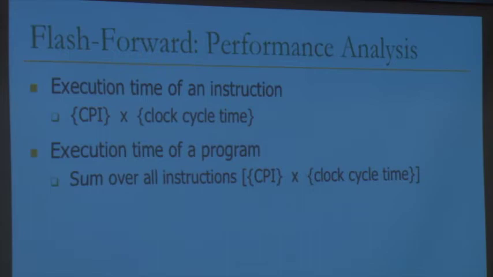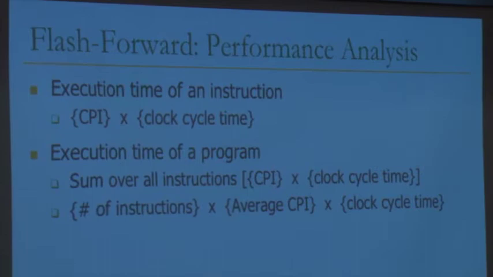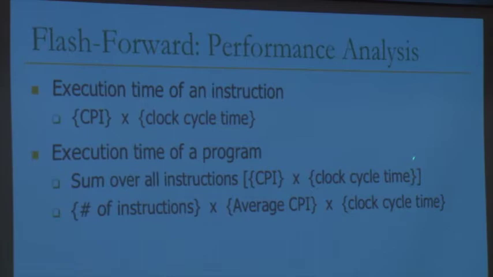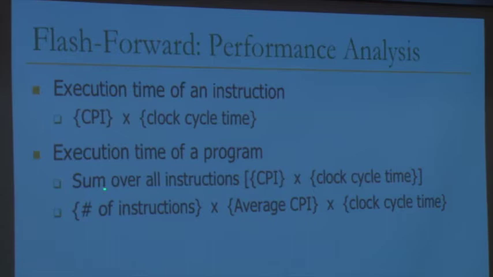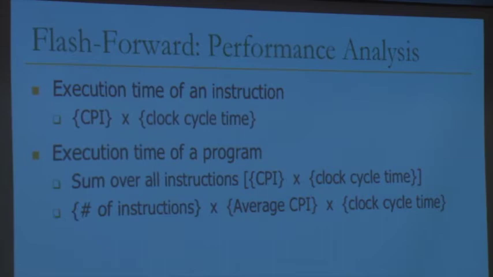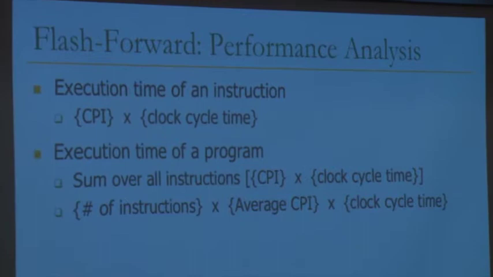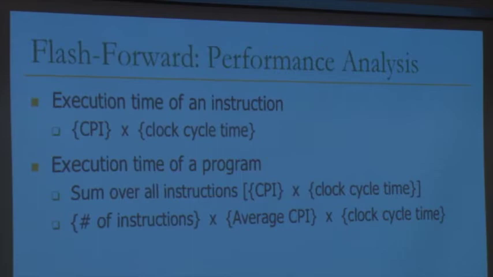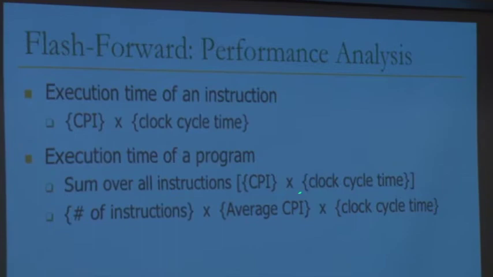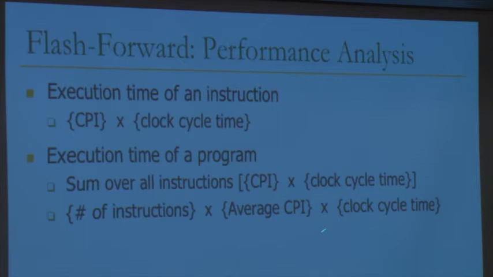Or, looked at another way, you can have the number of instructions times the average cycles per instruction for that program times the clock cycle time. This is basically the same equation expressed in another way, assuming you have an average cycles per instruction for that program. This is the execution time. If you want to minimize it, you now have three degrees of freedom. You can minimize the clock cycle time, or minimize the average CPI, cycles per instruction, which are parts of your microarchitecture design, or you could minimize the number of instructions you execute.